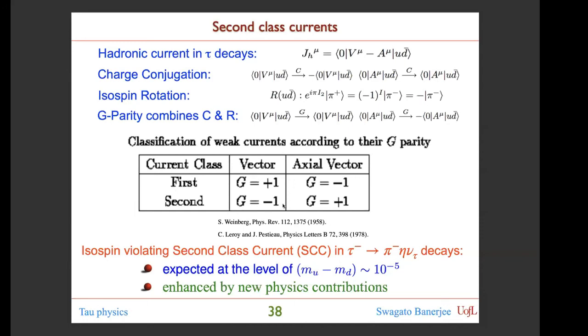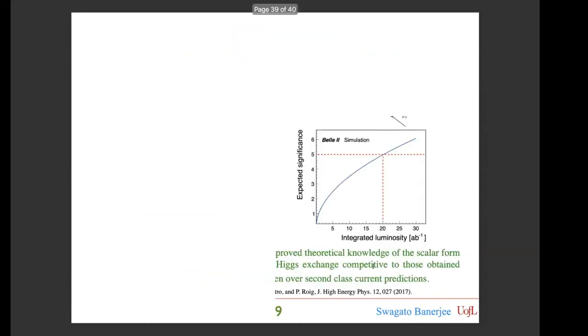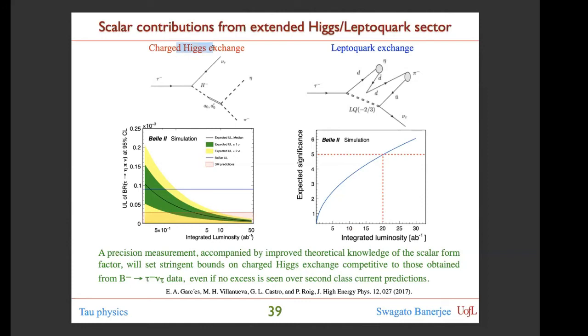And the second class current is the one that is shown in the last page. This was predicted as early as 1958 by Weinberg as the second class current to be highly suppressed in the standard model. In fact, it is suppressed at the level of isospin breaking, which is proportional to the difference between the U quark and the D quark mass. And hence, in this tau to eta pi decay, we expect the standard model contribution to show up at the level of 10 to the power minus 5. However, it can be further enhanced by several new physics contributions. For example, as shown here, from the charged Higgs exchange or leptoquark exchange.